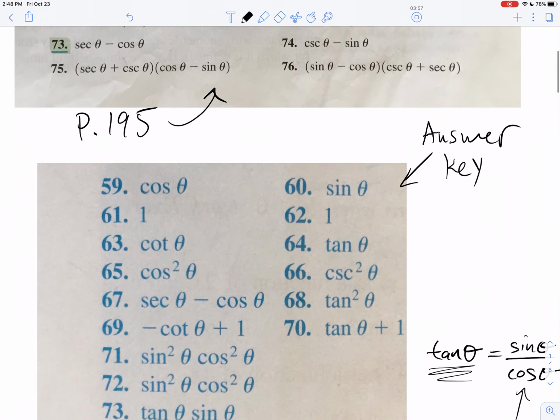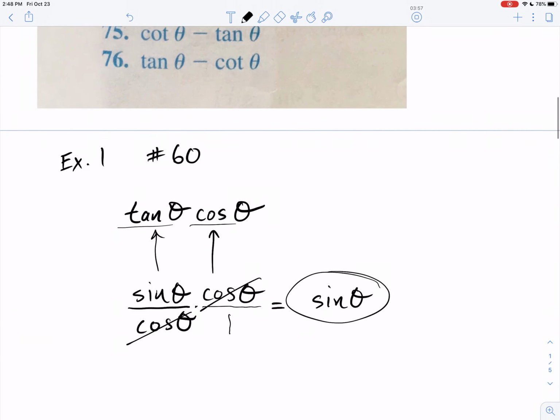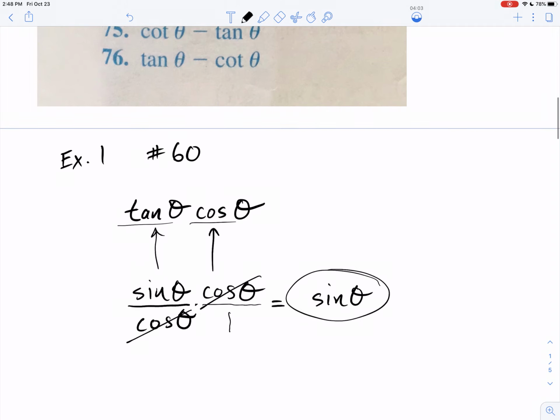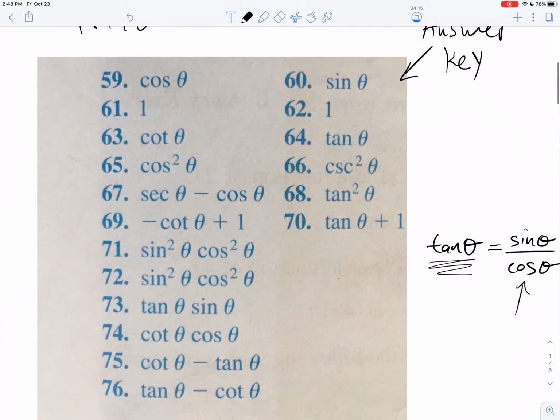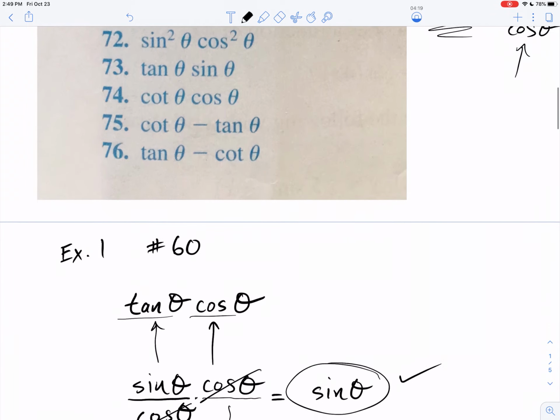Okay, so here we go. That is exactly what I did. I rewrote it with sines and cosines. I canceled that stuff out. The only thing that's left is a single function of theta. So I feel pretty good about number 60. Nailed it. Let's look at another one.